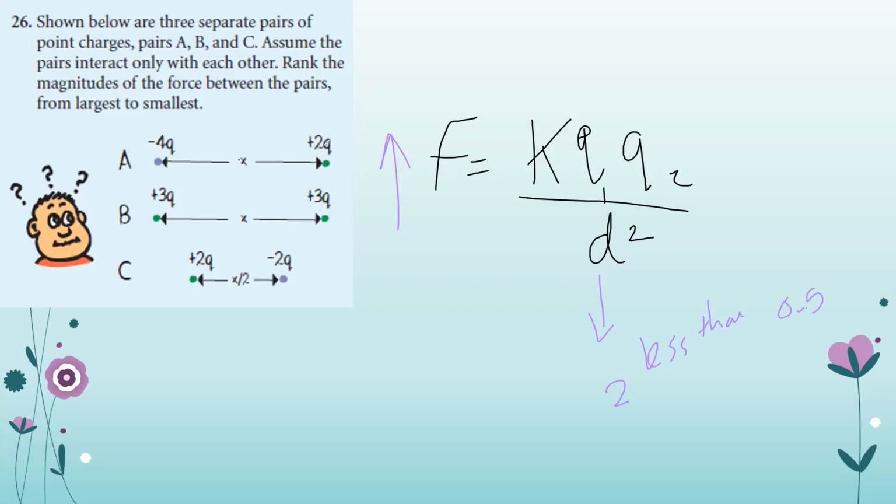Look at the first one. Even though we have 4 and 2, the product of them is 8, and here the product is 9, and here the product is 4. That's the product of the charges, but the distance will affect. Since the distance at C is less than at A and B, these two particles are separated by a smaller distance, so it has a greater force. The force at C is greater than at B and greater than at A.